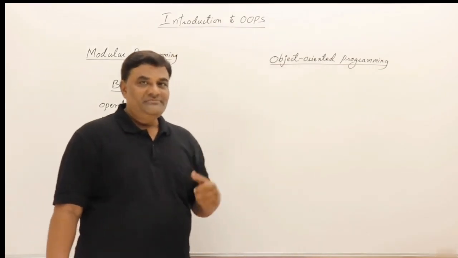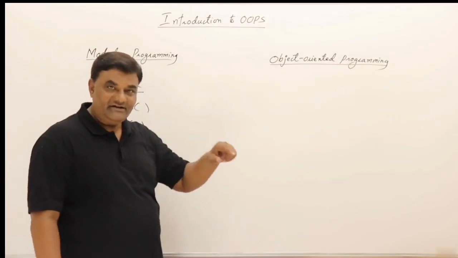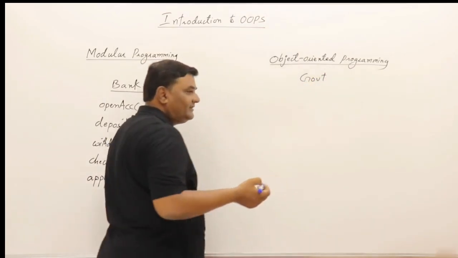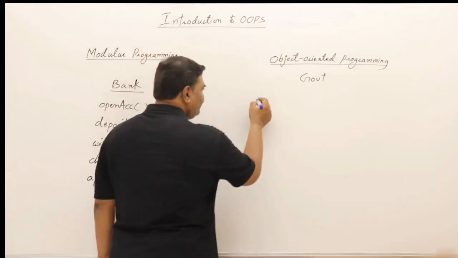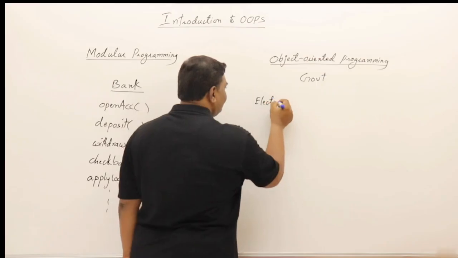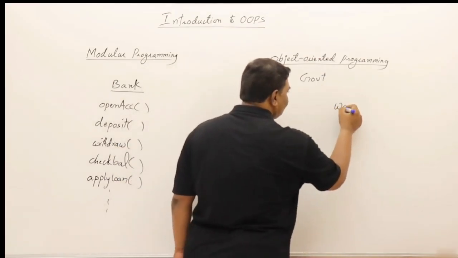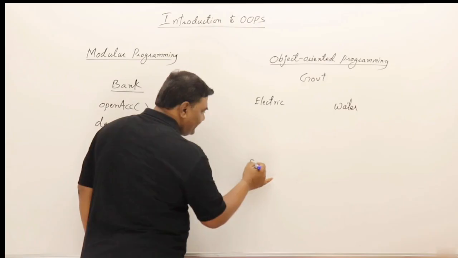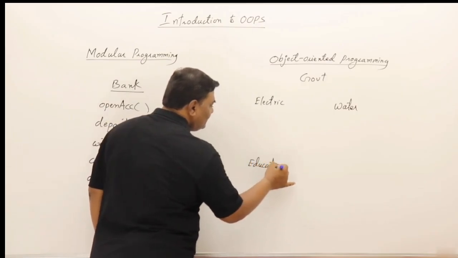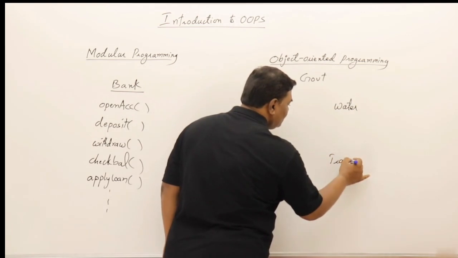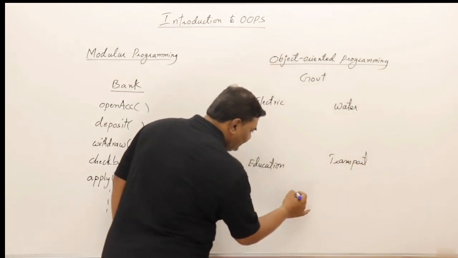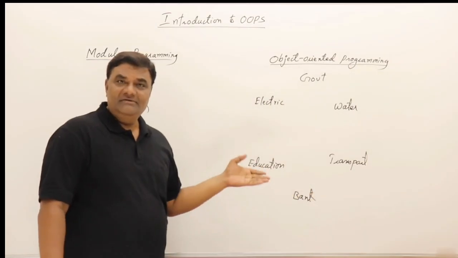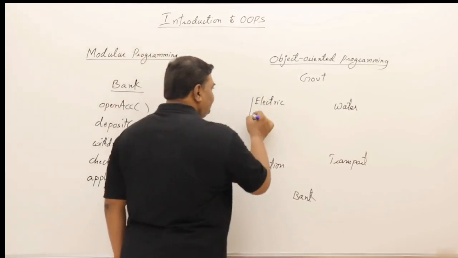Now, for object orientation, I'll take a different example. The government provides a lot of services, like electric service, water works, water supply service, education, transport, and even the government can have banks, and so on. All these are departments of a government. See, this is a department.